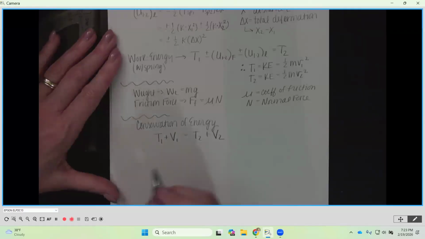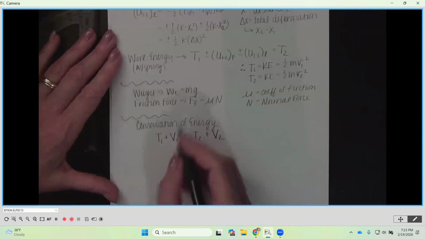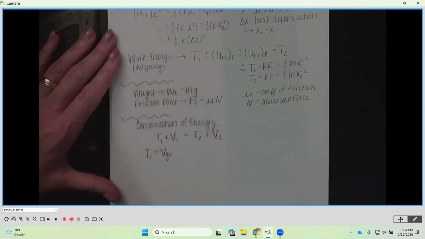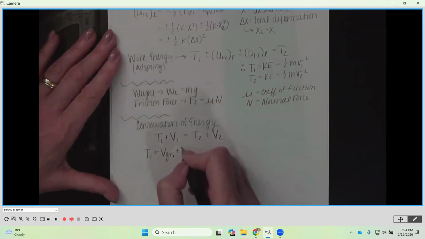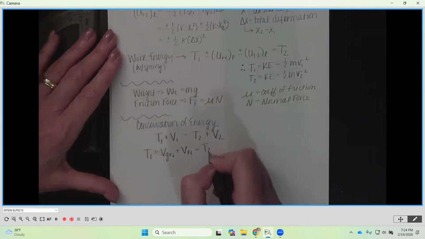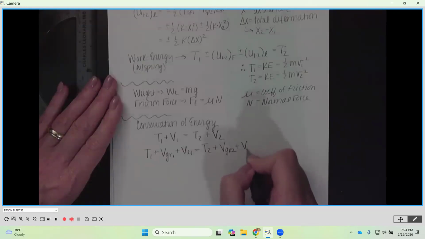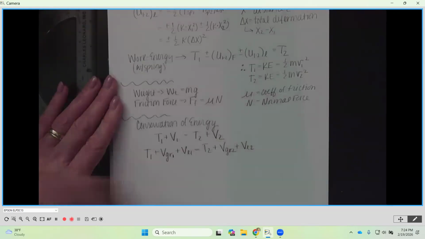Now, we can expand out the potential energy into two different forms. So T1 plus V gravitational, I usually write VGR, okay? And we would call that 1 because it would be its initial state. And then if we have any potential energy due to a spring, we can add that in there. It's going to be equal to T2 plus, again, V gravitational 2 plus V elastic 2.